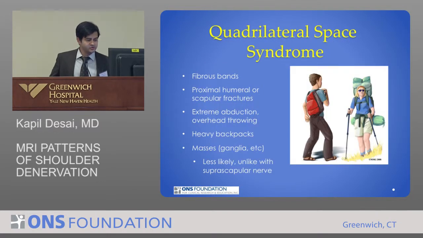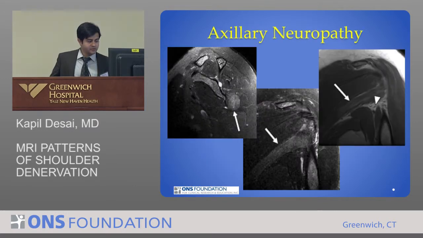Quadrilateral space syndrome is usually due to fibrous bands that form in that space that push on the nerve. It can be seen with patients who've had fractures, extreme abduction and overhead throwing athletes. Patients who wear heavy backpacks constantly can have those. And again, unlike with the suprascapular nerve, you can rarely get tumors in this location.